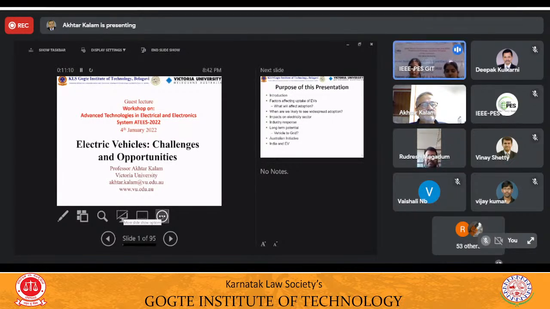Thank you, sir, for introducing our chief guest. I hope that today inspires ideas and discussion around the way that we can make our city a better place. We are pleased to have Dr. Akhtar Kalam with us, and he will enlighten us more about the subjects with his thoughts. Over to you, sir.